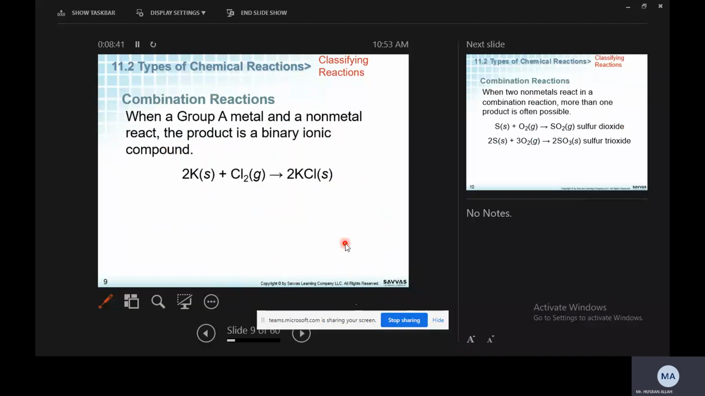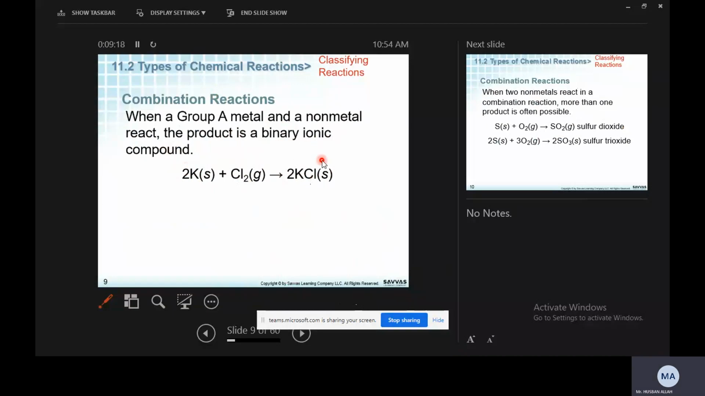When potassium combines with chlorine, it will give you potassium chloride. The chemical formula for potassium is K, and the chemical formula for chlorine is Cl. When both of them combine, it will give you a product which is potassium chloride, right? If you look here, this is a metal and this is a non-metal. So when one metal and one non-metal combine, it will give you an ionic compound, right? And this is a binary ionic compound.